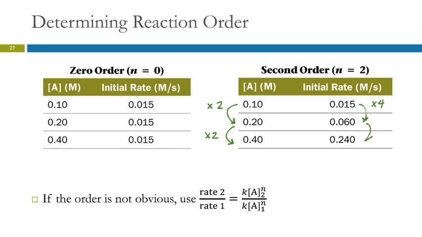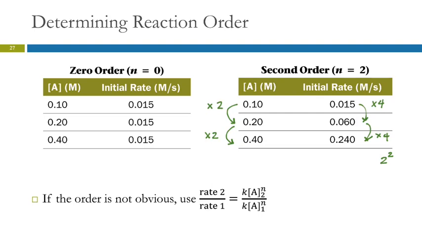And what's this relationship? Times 4. So the concentration is changing by a factor of 2. The rate is changing by a factor of 4, which is 2 squared. So that's a second order reaction.